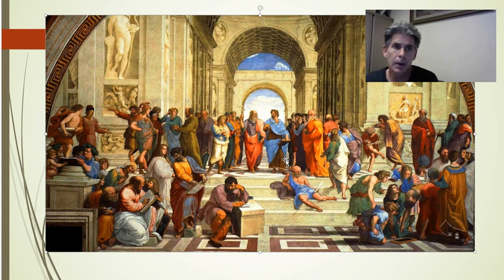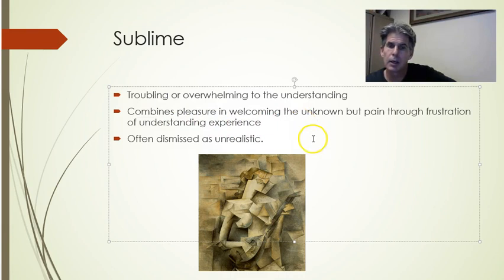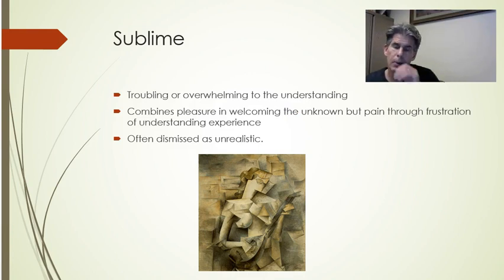So I'm going to come to the Sublime now, and we're going to go through that. You can assess it differently. Okay, let's go to the Sublime now. With the Sublime, there's something troubling or overwhelming to the understanding. In other words, you're having a hard time making sense out of this painting or music or other art form or poem. Oftentimes, I have a Picasso painting here.